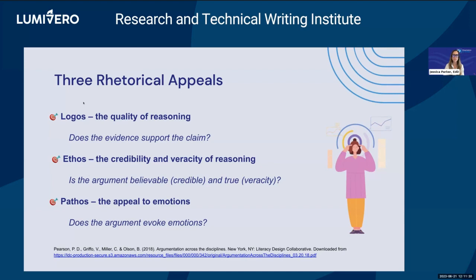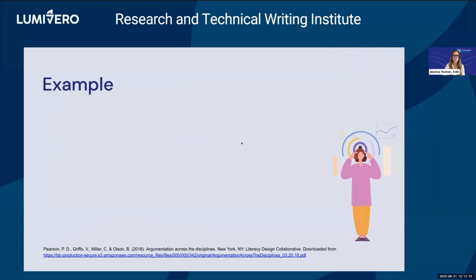So when we talk about logos, that's just the quality of the reasoning. Does the evidence support the claim? I'm going to show you some examples of that today. Ethos is simply the credibility and veracity of the reasoning. Does the reader, when they're looking at your argument, believe it? So is it credible and is it true? That's the veracity. And then pathos is just the appeal to emotions. Does the argument evoke emotions? And no, this does not mean that your writing is highly emotional or unfounded, but there's usually some sort of emotional appeal when you're trying to argue for or against something. So we're going to look at some examples of these.